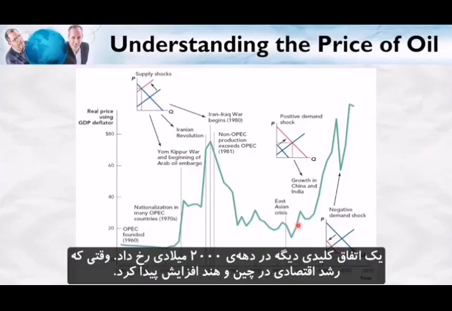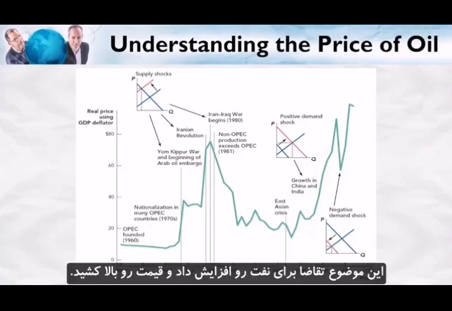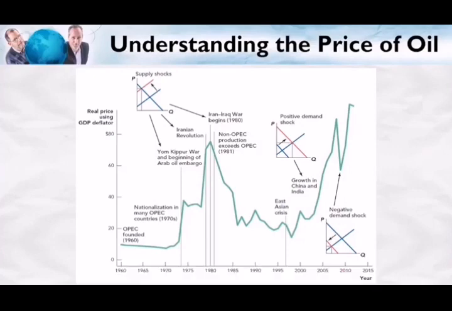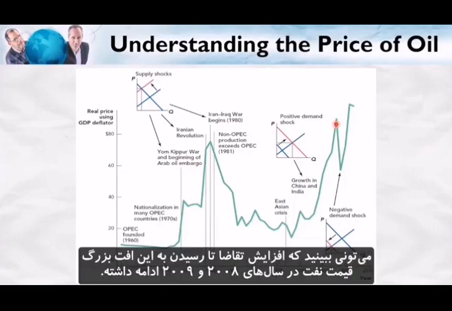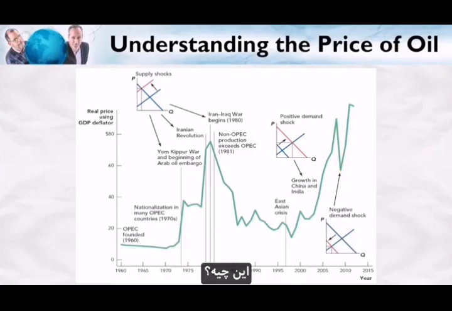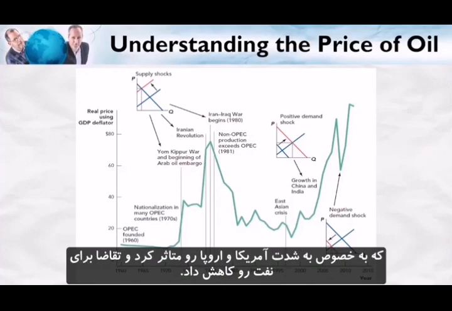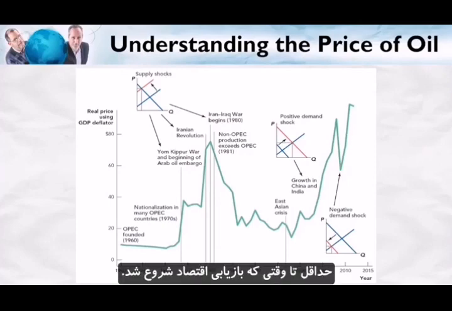Another key event occurred in the 2000s, as growth in China and India increased. That increased the demand for oil, pushing up the price. For the first time, millions of people were able to afford a car, and that increased the demand for oil. You can see that increased demand continued until this big drop in the price of oil in 2008, 2009. What's that? That, of course, is the demand shock from the big recession and the financial crisis, which hit the United States and Europe especially hard, reducing the demand for oil, at least until the recovery started to occur.